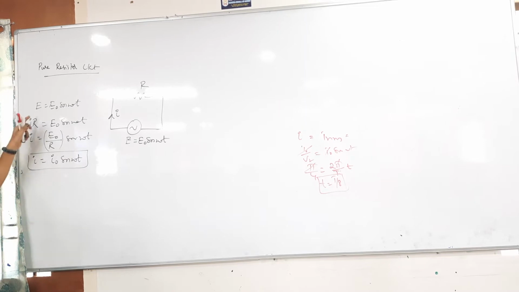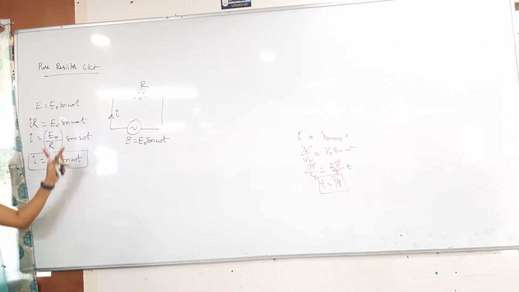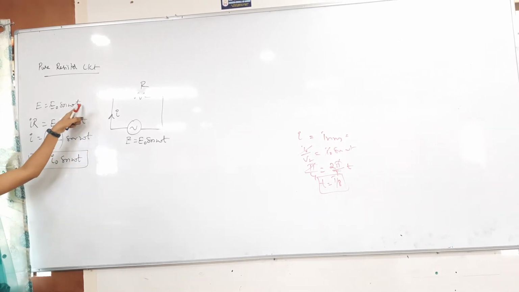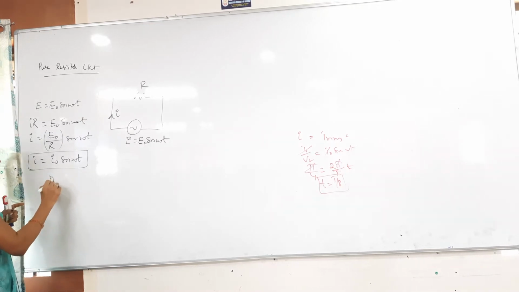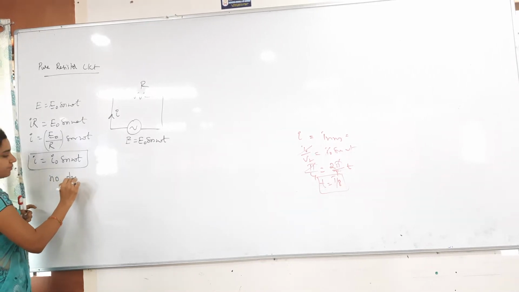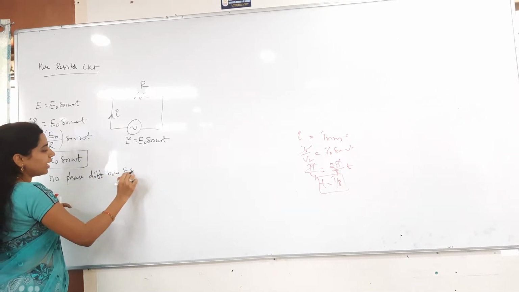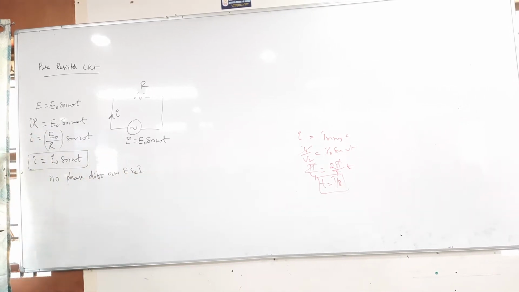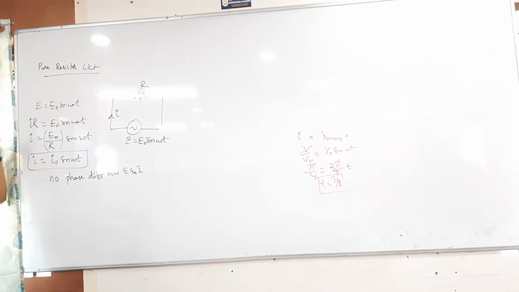Initially what have we taken? E naught sin omega t. Finally what are we getting? I naught sin omega t. Is there any phase difference between them? There is no phase difference. This is also 0 phase only, this is also 0 phase only. So there is no leading, there is no lagging. So no phase difference between E and I, voltage and current. This is about the derivation of the current from the voltage.